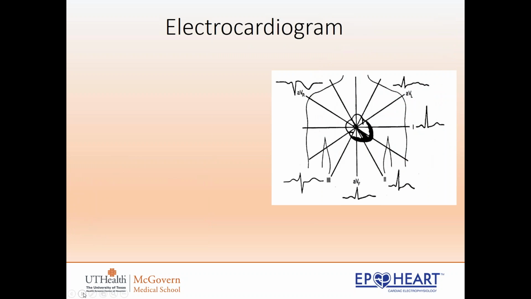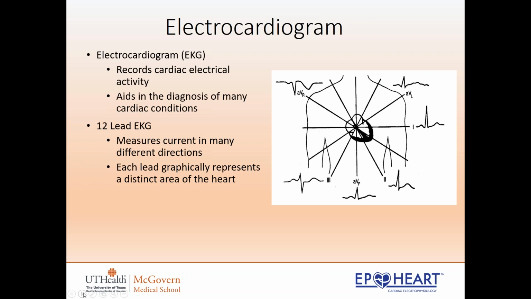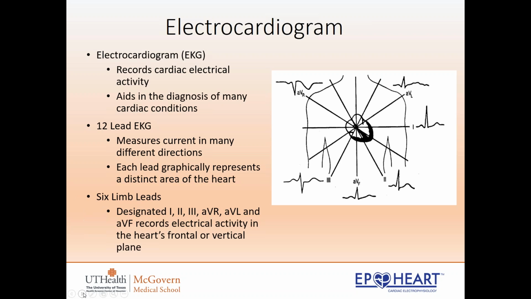So the EKG itself, we do know it records cardiac electrical activity. It gives us the diagnosis of many cardiac conditions from hypertrophy to arrhythmias. It measures the current in many different directions, which therefore gives us a representation of exactly the distinct area that the arrhythmia is coming from inside the heart, just by knowing the vectors of the forces of the heart in Einthoven's triangle.